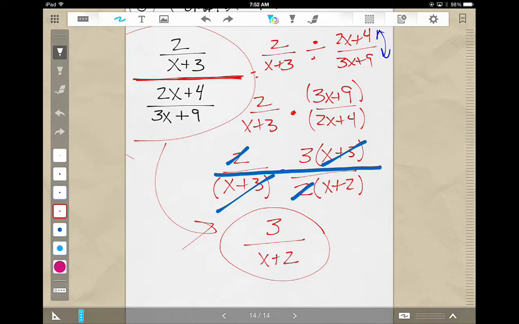So see what you can do with the examples on your own. Please, please, please ask me questions. This is great practice for your factoring and great practice for working with fractions.